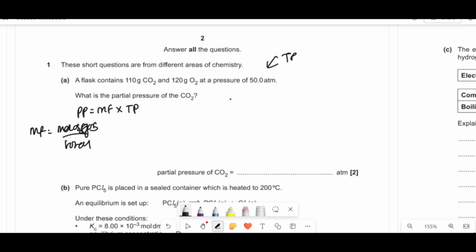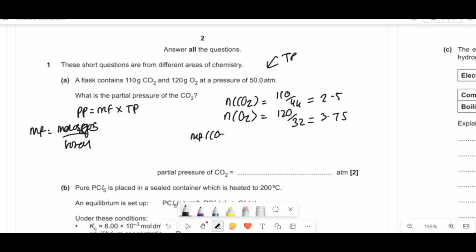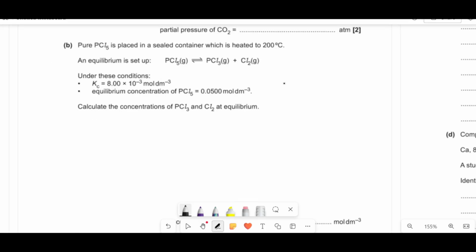Then the moles of CO2: 110 mass over its Mr, which is 44, gives you 2.5. The moles of the O2 is going to be 120 over 32, which is roughly 3.75, right? So the mole fraction of the CO2 is 2.5 divided by the total moles, 2.5 plus 3.75, which should give you 0.4. Therefore, its partial pressure is its mole fraction, 0.4, times the total, which is 50, which gives you 20 atmospheres. Done.